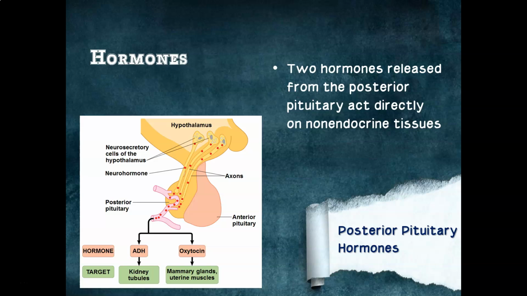So let's start at the top of your body and work your way down. We'll start in your brain and we'll talk first about your posterior pituitary hormones. From here, you really only have two major hormones that get produced by the posterior pituitary. And these guys are going to work directly on non-endocrine tissues. So they're not going to go and work on other endocrine glands. Instead, they're going to work on other tissues in your body.